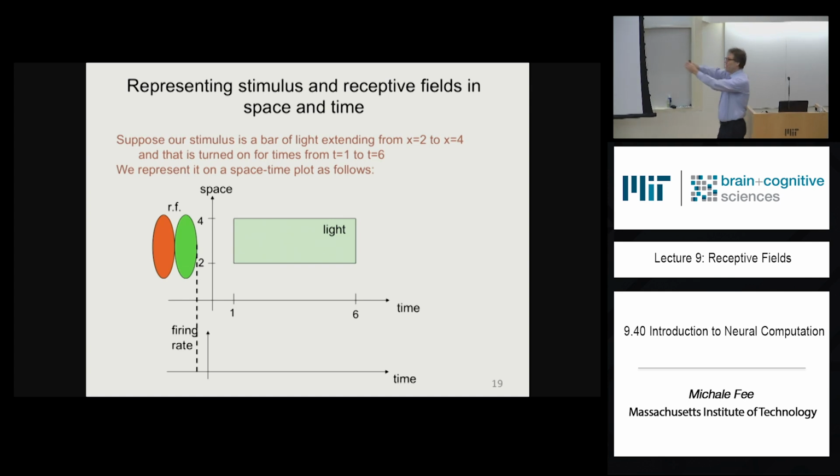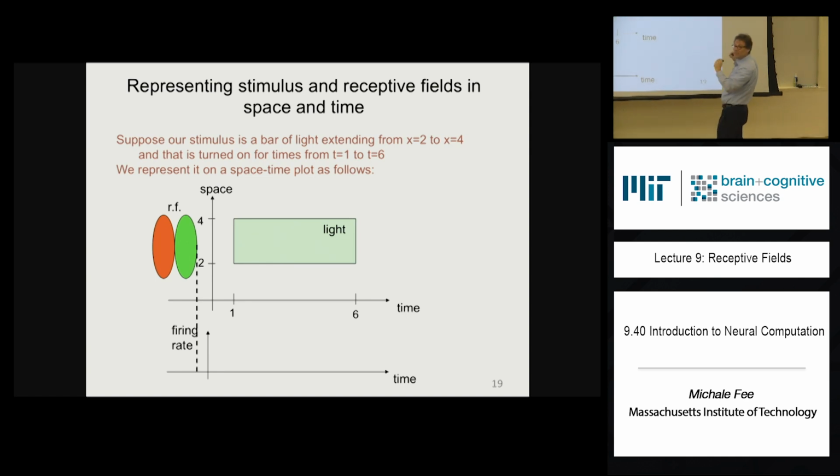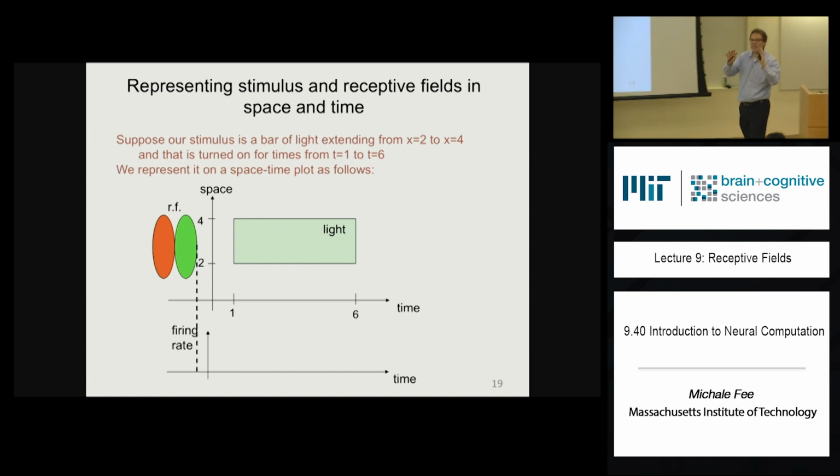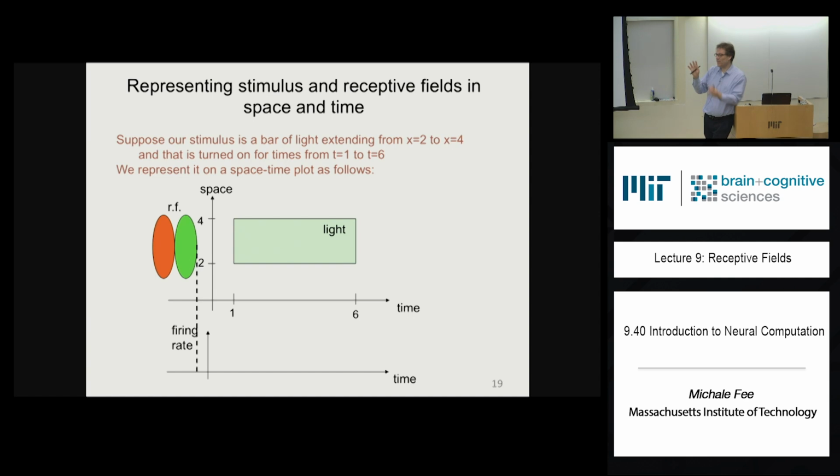So just imagine we have a 1D screen, and we turn on a bar of light between 2 and 4. We turn it on at time 1, and we turn it off at time 6. It's just a very simple case. We flash a light on at a particular position, and then we turn it off. So let's see how this neuron responds.